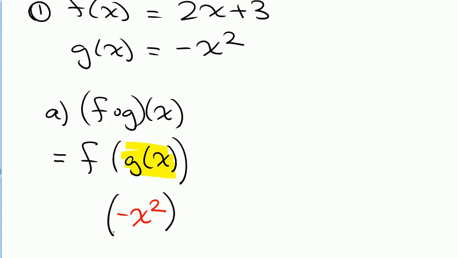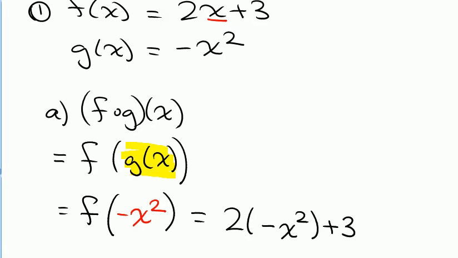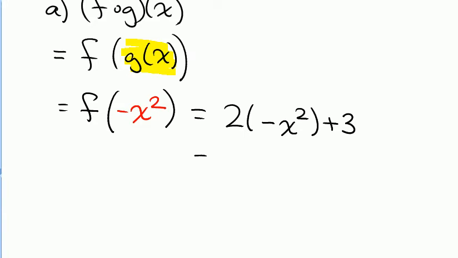So that means that we're actually finding f of negative x squared, which means everywhere you saw an x previously, you now put a negative x squared. So this equals 2 times negative x squared plus 3. When you distribute, you get negative 2x squared plus 3. And that one is done.